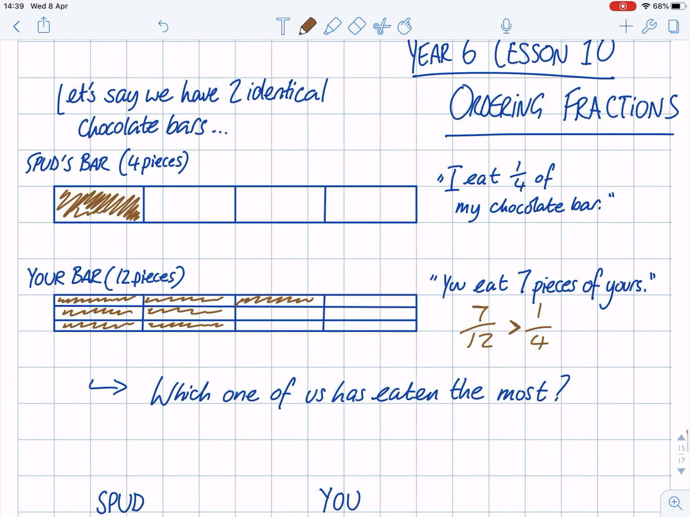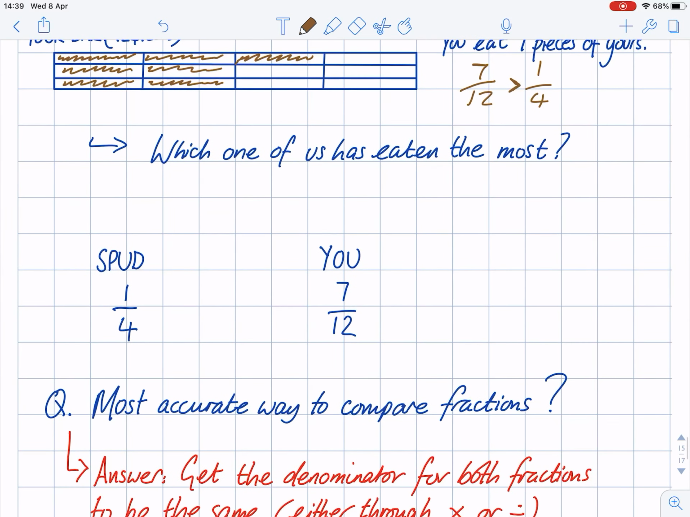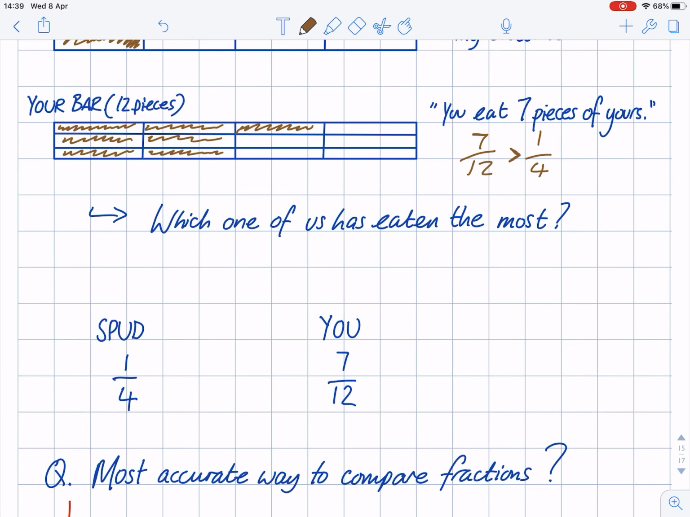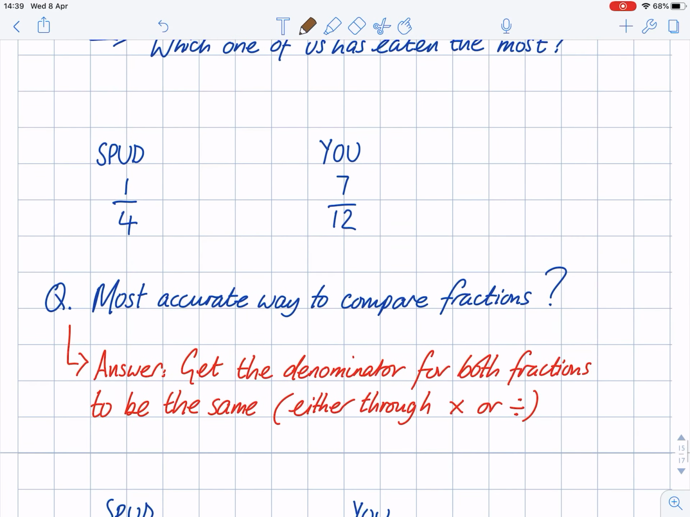Right, so we're not always going to be able to draw the fractions like that, so we need to come up with a quicker way. So you can see here I've written me, 1/4, you, 7/12, and I've said, right, the question is, what's the most accurate way to compare fractions? Answer, get the denominator for both fractions to be the same.